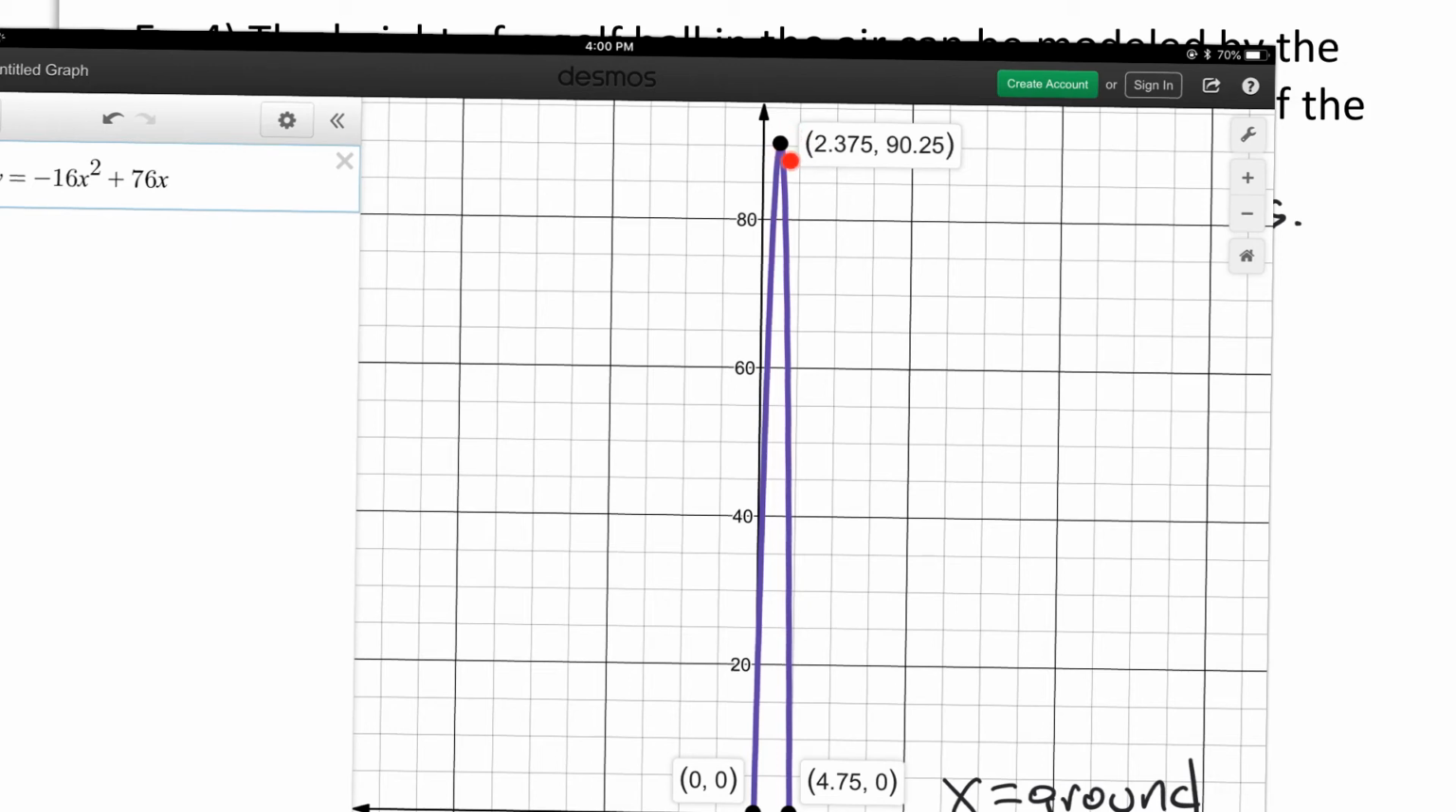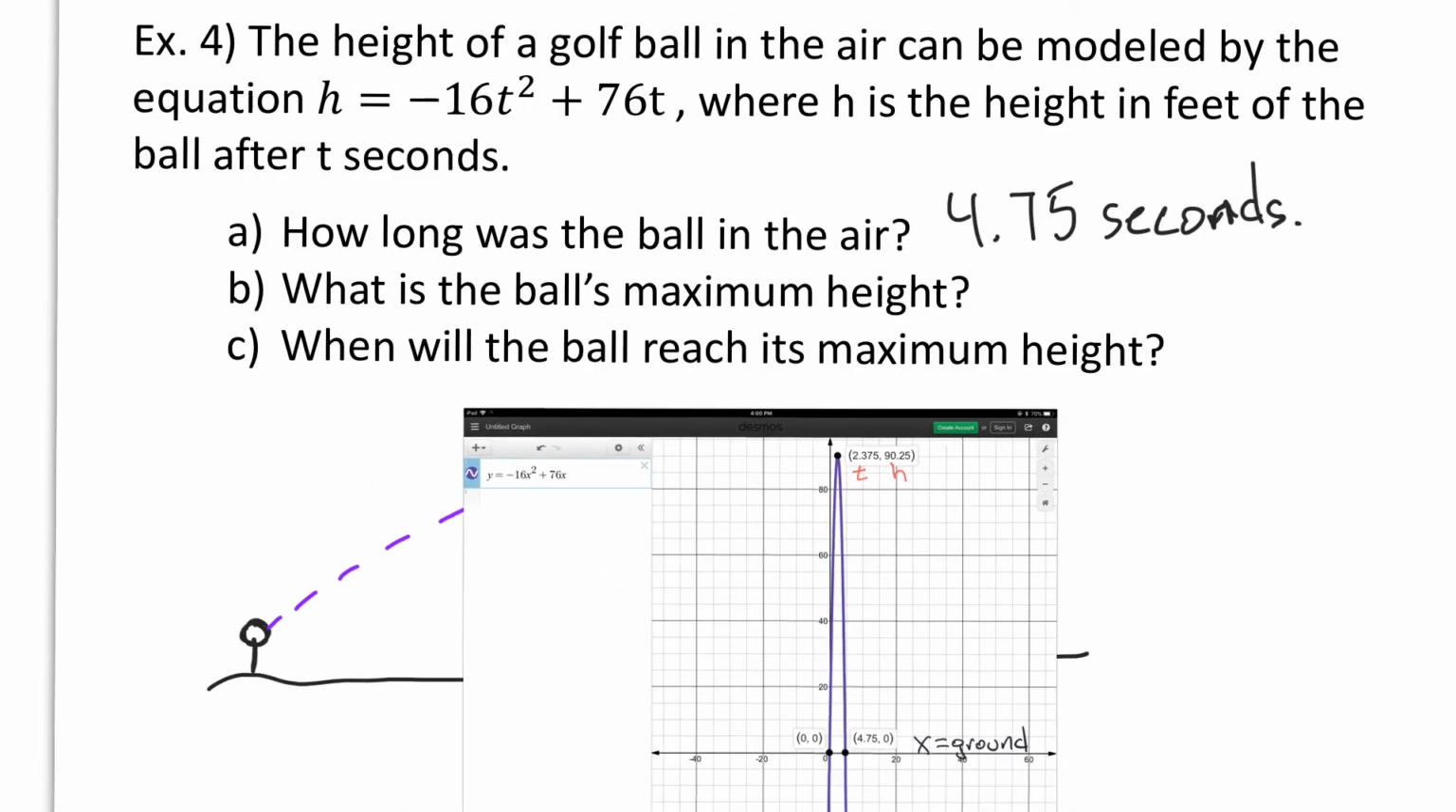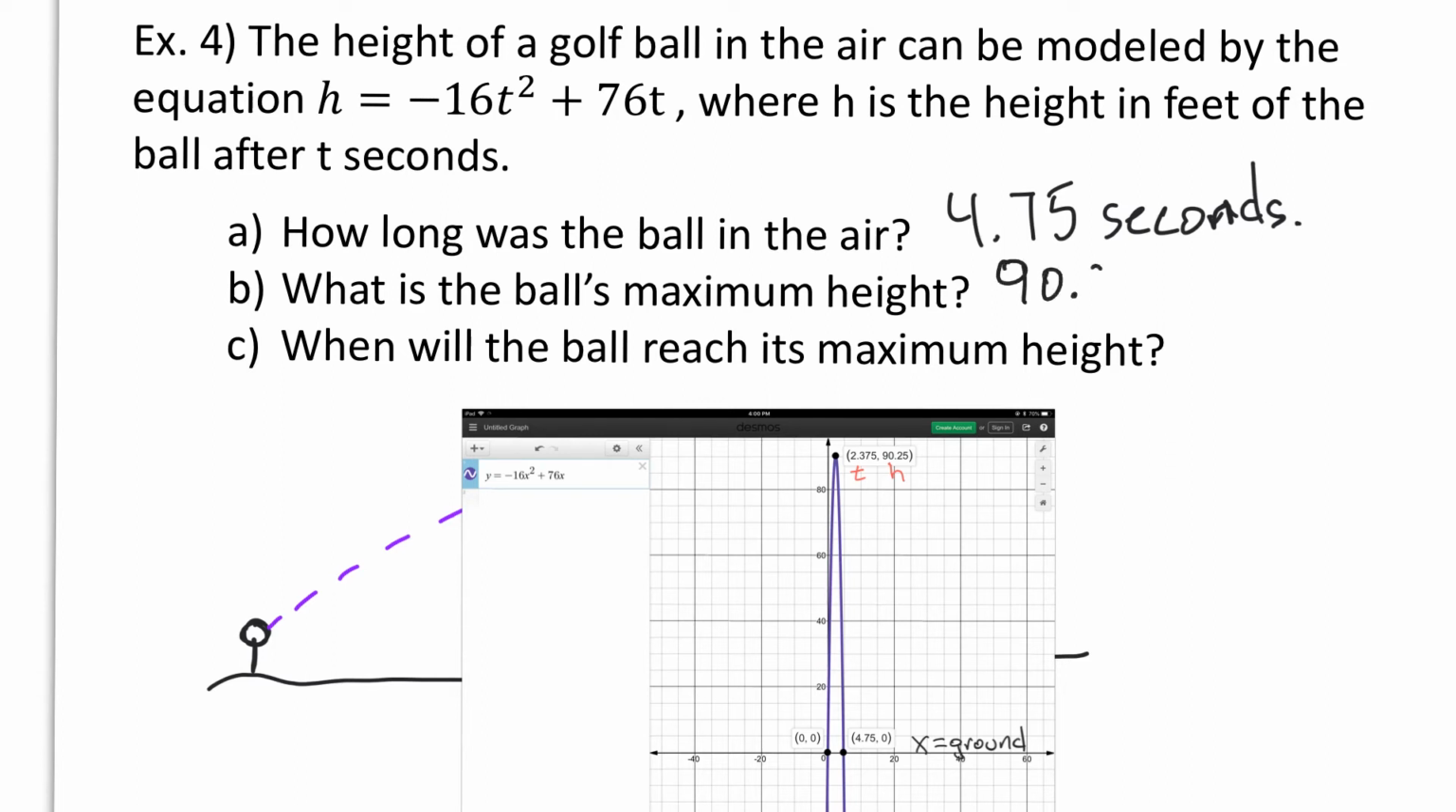Now you guys are looking at the height. Remember that y is your height. So let me put here, h is your y, and t is your x, your time. So your maximum height is going to be 90.25 because that's how high it went from the ground. So part B, we are going to say the maximum height is 90.25, and it is feet because that's what it says, height is in feet right here. So we have 90.25. When would the ball reach its maximum height?